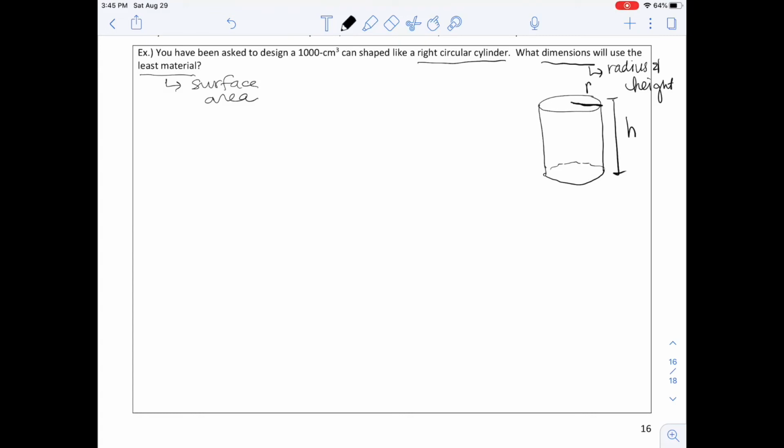So also, we know that this is a 1,000 centimeters cubed can. And that means that our volume is equal to 1,000 centimeters cubed. That's a volume that we were given. So the volume of a can, again, if you do not know, you would look it up, and it's pi r squared h. On a test, I would give this to you. So we know that the volume is equal to 1,000, but we don't know our radius or our height. This is our constraint equation.